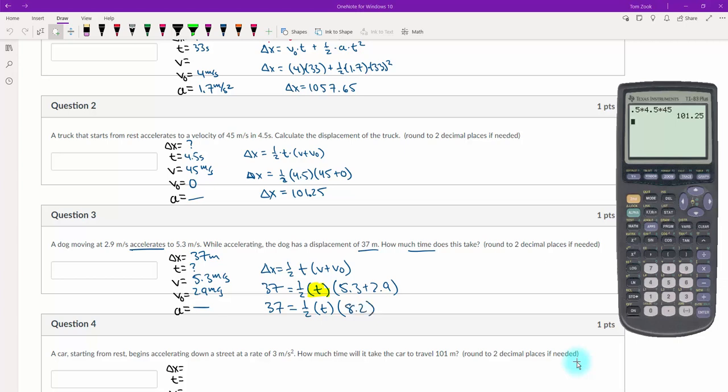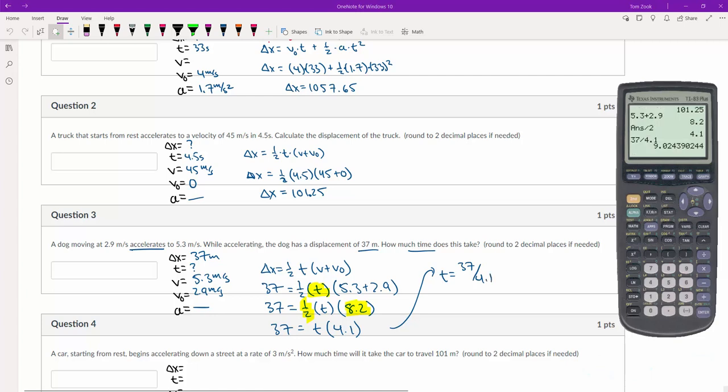Now we can go ahead and multiply the 1/2 and the 8.2 together. We get 4.1, and at this point we can divide to figure out what the time is. Should be whatever 37 over 4.1 is. And I get 9.02, which we'll just call 9. It doesn't really matter for that small of a decimal. Oops, I put a t there instead of an s. Losing my brain. 9 seconds. There we go.